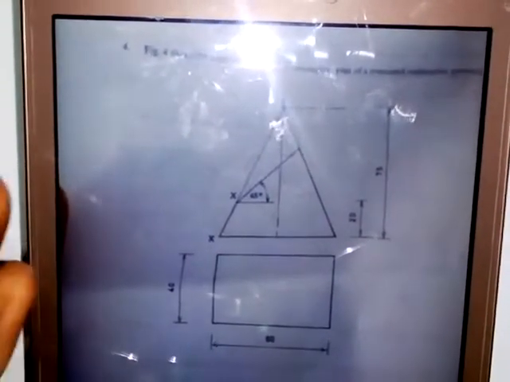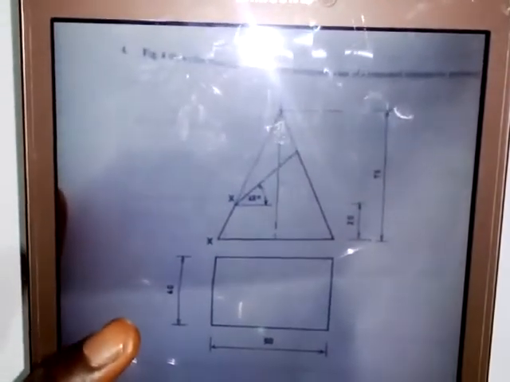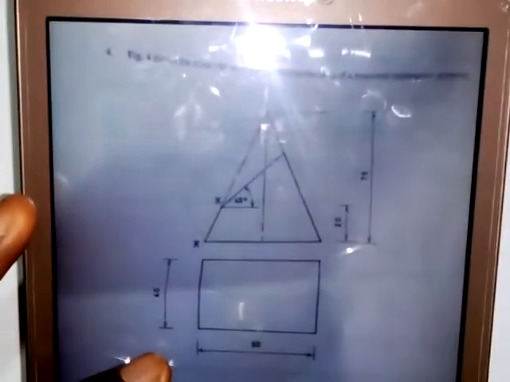Then you need to practice this subject. This is very, very important. If you practice, you definitely master it.